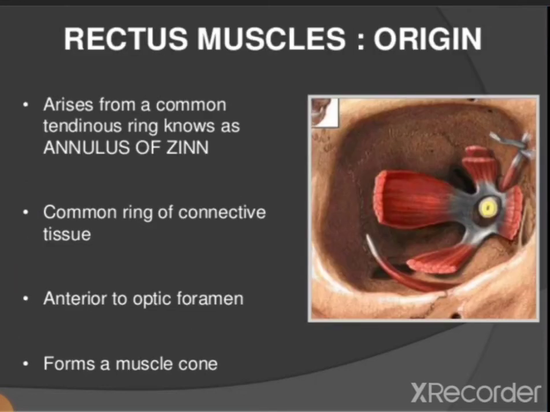Then the recti muscles. There are 4 recti muscles which originate from the common ring of connective tissue. This is known as the common tendinous ring, also known as the annulus of Zinn. Here we can see the annulus of Zinn, from where the 4 recti muscles originate.